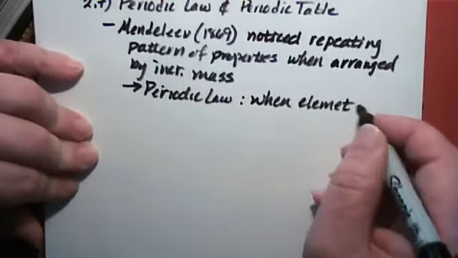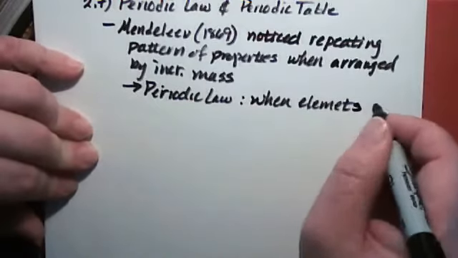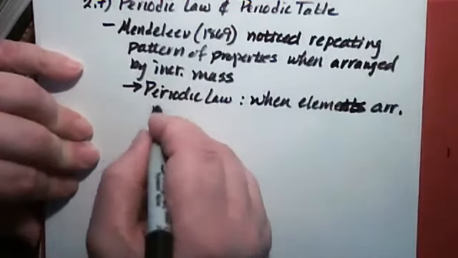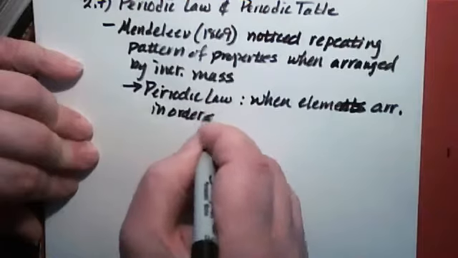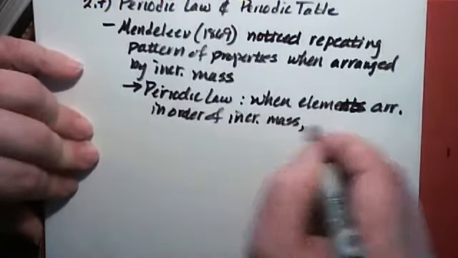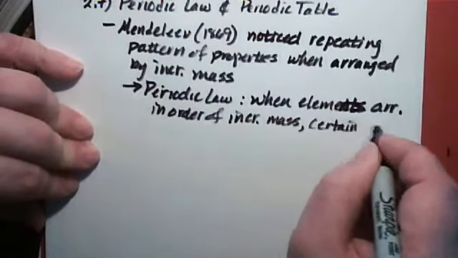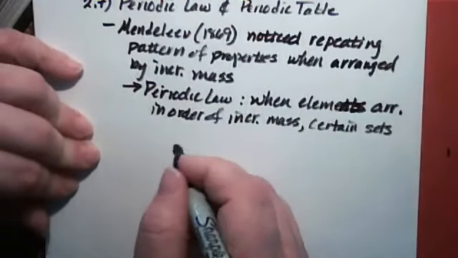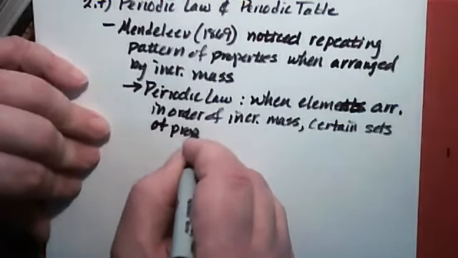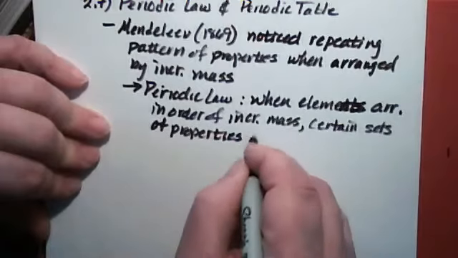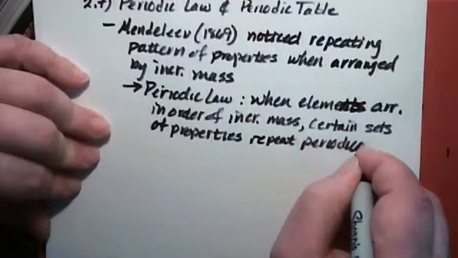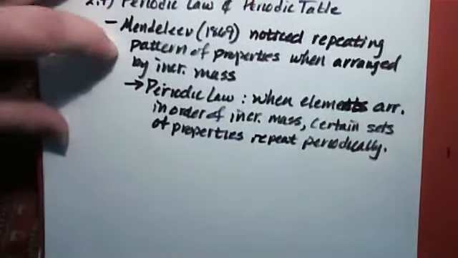It's that when elements are arranged in order of increasing mass, certain sets of properties repeat periodically. So hence periodic law.